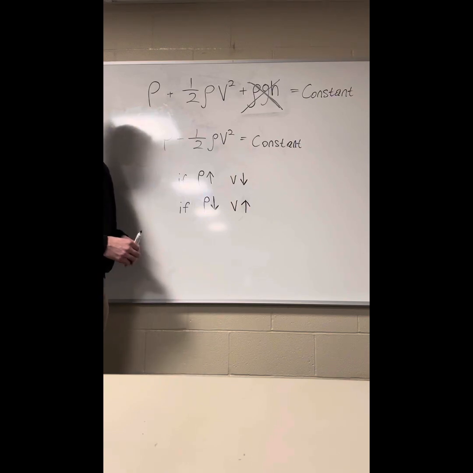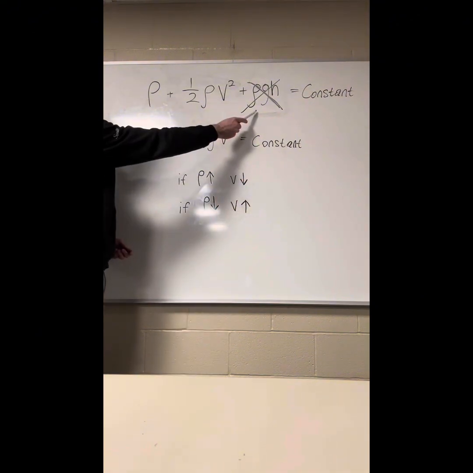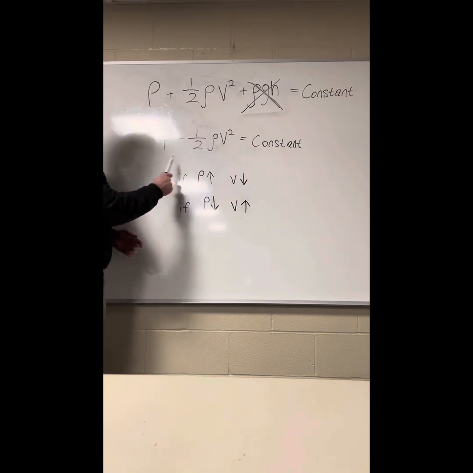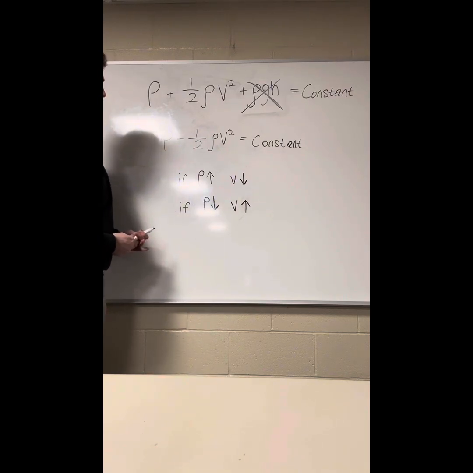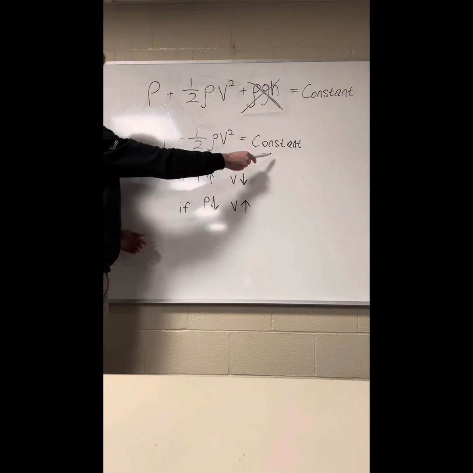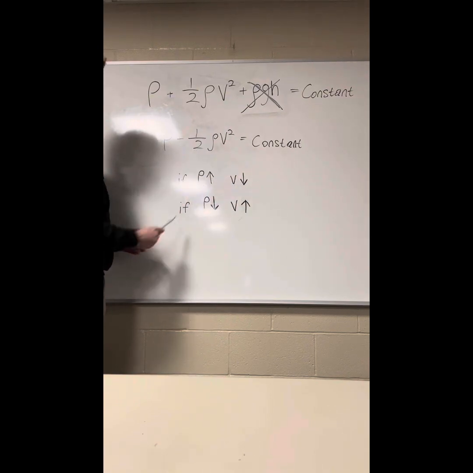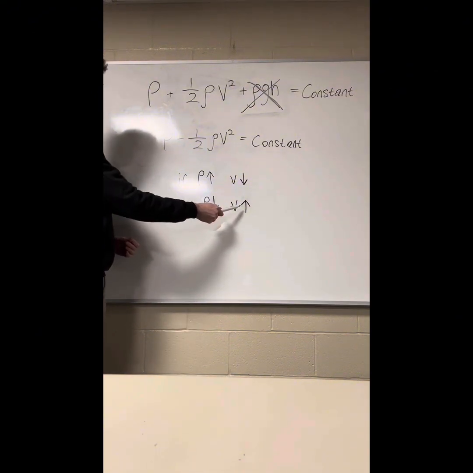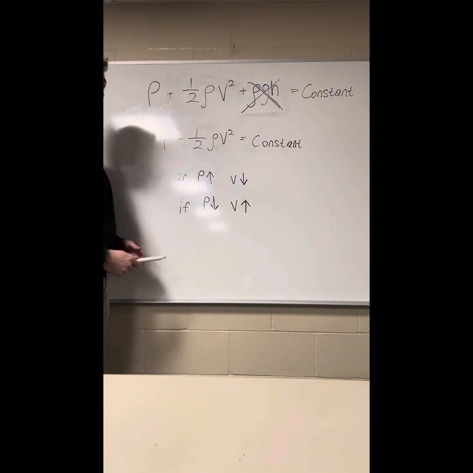Because there is very little change in the fluid's height and density in comparison to its velocity and pressure, this term becomes negligible, leaving us only with the velocity and pressure terms. So we now know if velocity decreases, in order for this to stay constant, pressure must be increasing. And vice versa, if pressure is decreasing, we know velocity must be increasing.